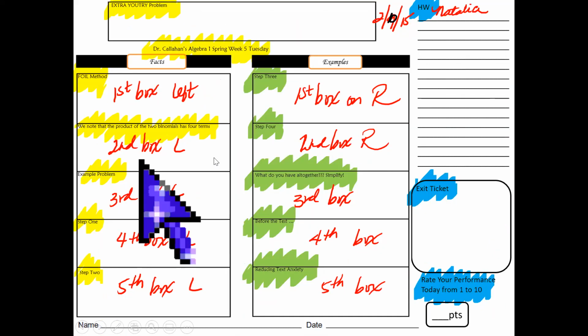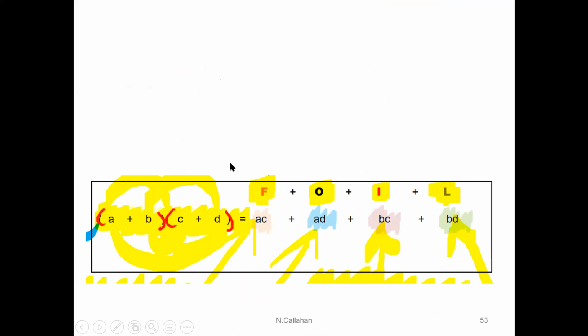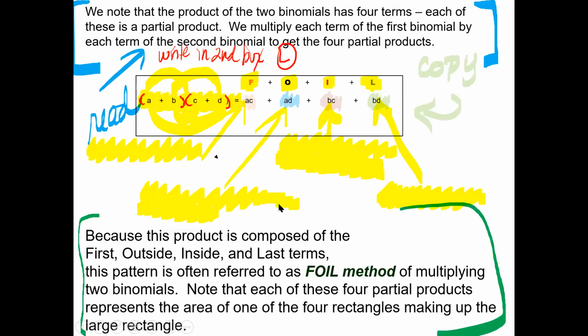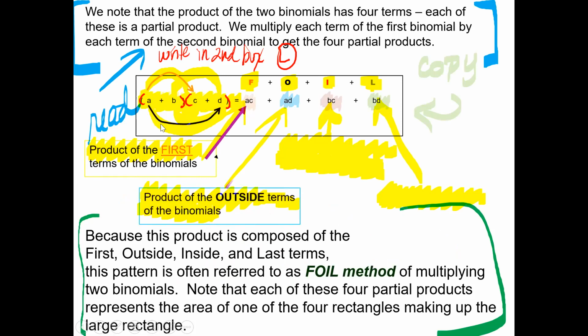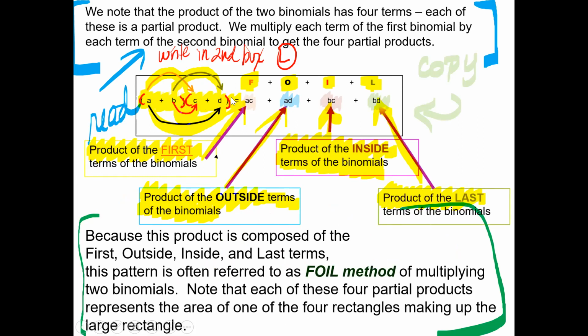Second box, okay? There are going to be 4 terms. What are the 4 terms of FOIL? Make sure you copy down. If you have a parenthesis of A plus B times C plus D, and both of these are in parentheses, first is going to be the first number, so that's A and C. Outer are the 2 terms on the outside, which is A and D. Inner is B and C. And last is B and D. Those are the 4 things you need for the second box. So pause the video and copy that part down.